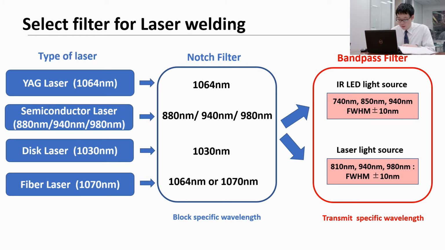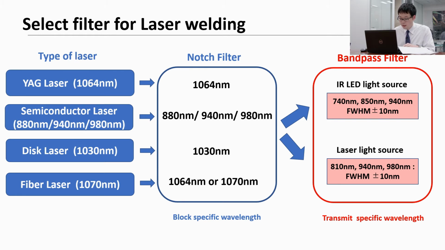Like this figure, when we shoot YAG laser welding, wavelength about YAG laser is 1064 nanometer. So we need to select 1064 nanometer notch filter to block strong light of YAG laser. In addition, we need to select appropriate bandpass filter according to type of light source. If we select 850 nanometer IR LED light source, we need to select 850 nanometer bandpass filter transmitting only wavelengths of IR LED light source.